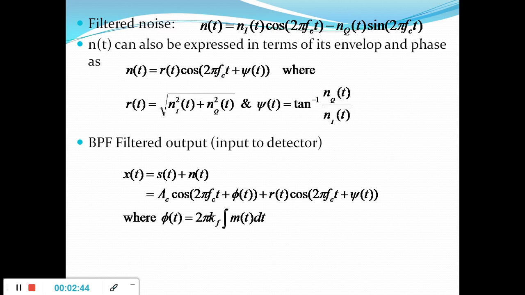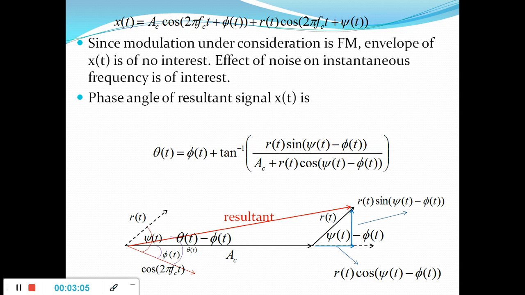The band pass filtered output is a FM signal plus the narrowband noise. FM signal is given by Ac cos(2 pi fc t + phi(t)), and the narrowband noise is r(t) cos(2 pi fc t + psi(t)). Now, let us evaluate the angle of the resultant vector. From that angle, we will take the frequency variations.